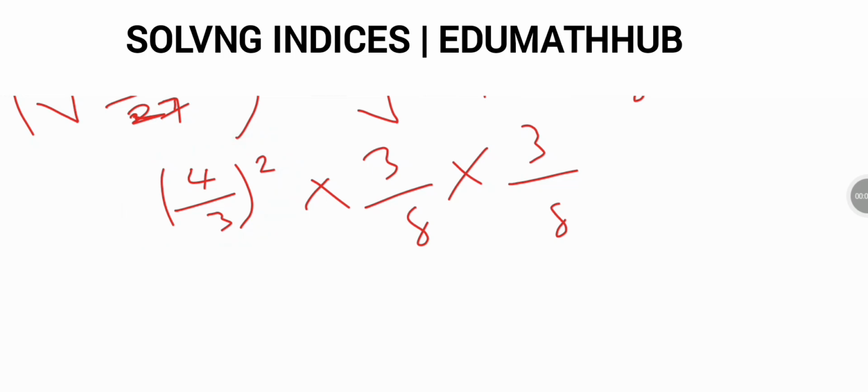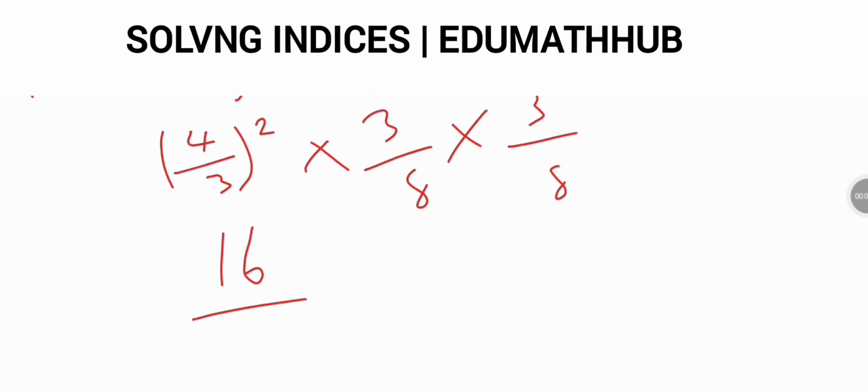So 4 times 4 will give you 16. Divided by, you raise 3 to the power of 2. Okay, 3 times 3 will give you 9. So this one will give you 16 over 9 times 3 over 8. Then you have another 3 over 8 here.